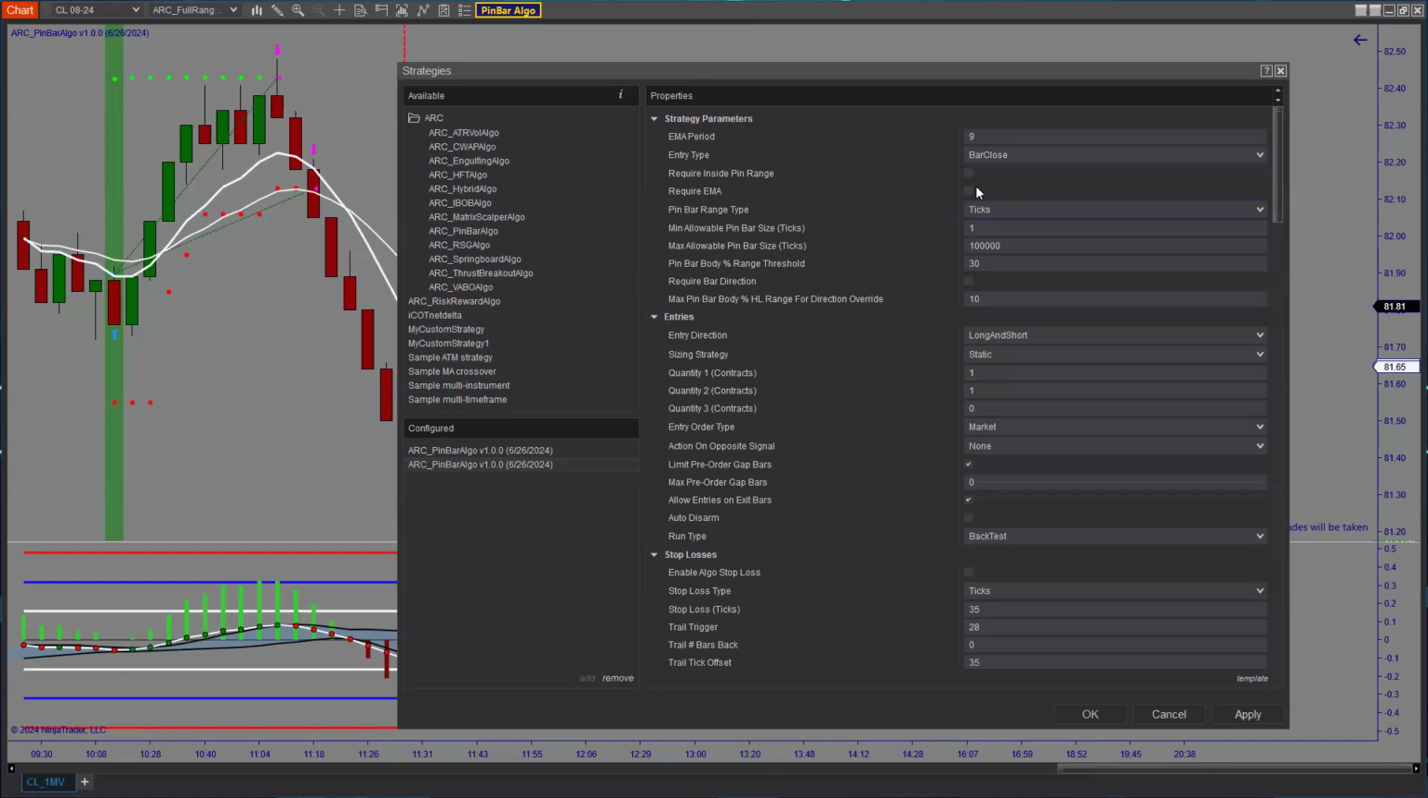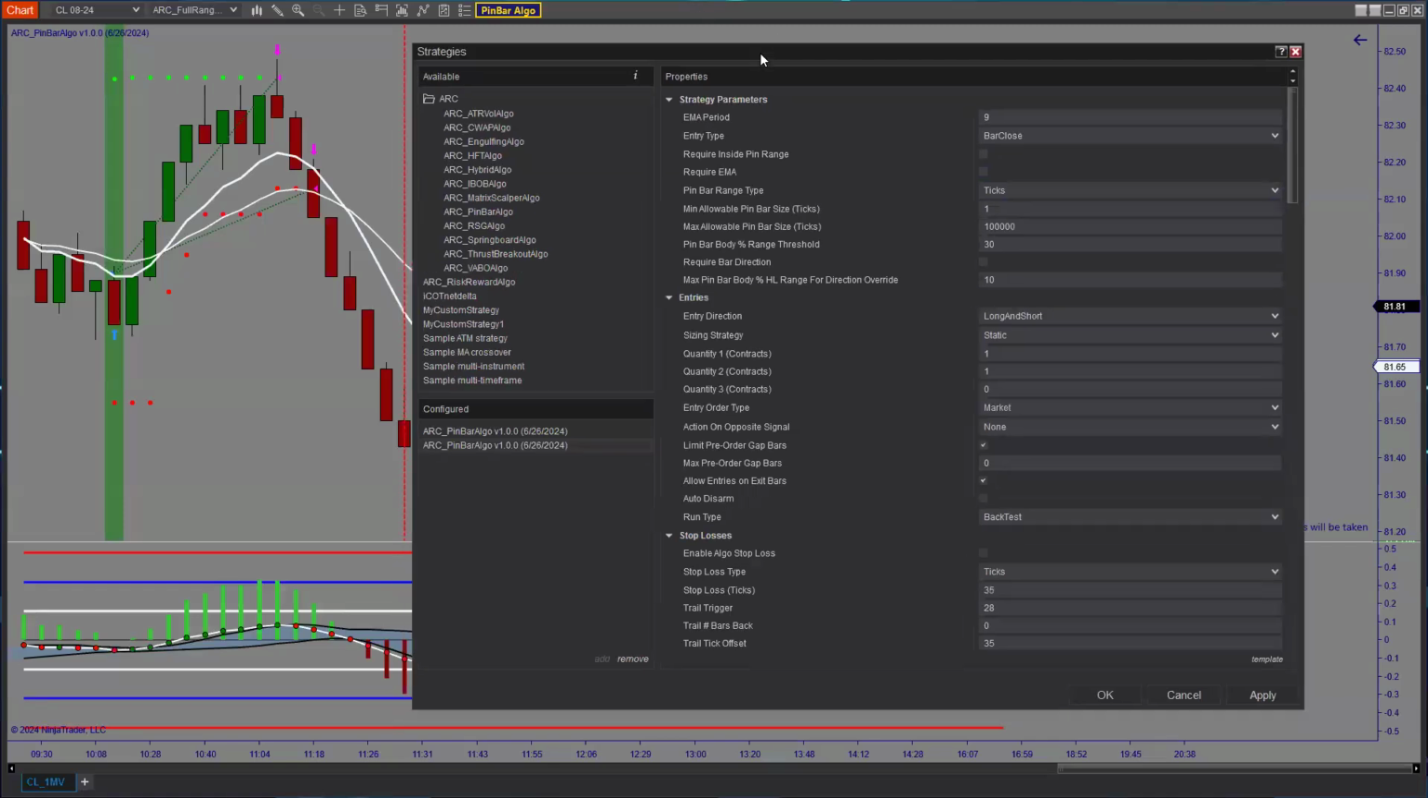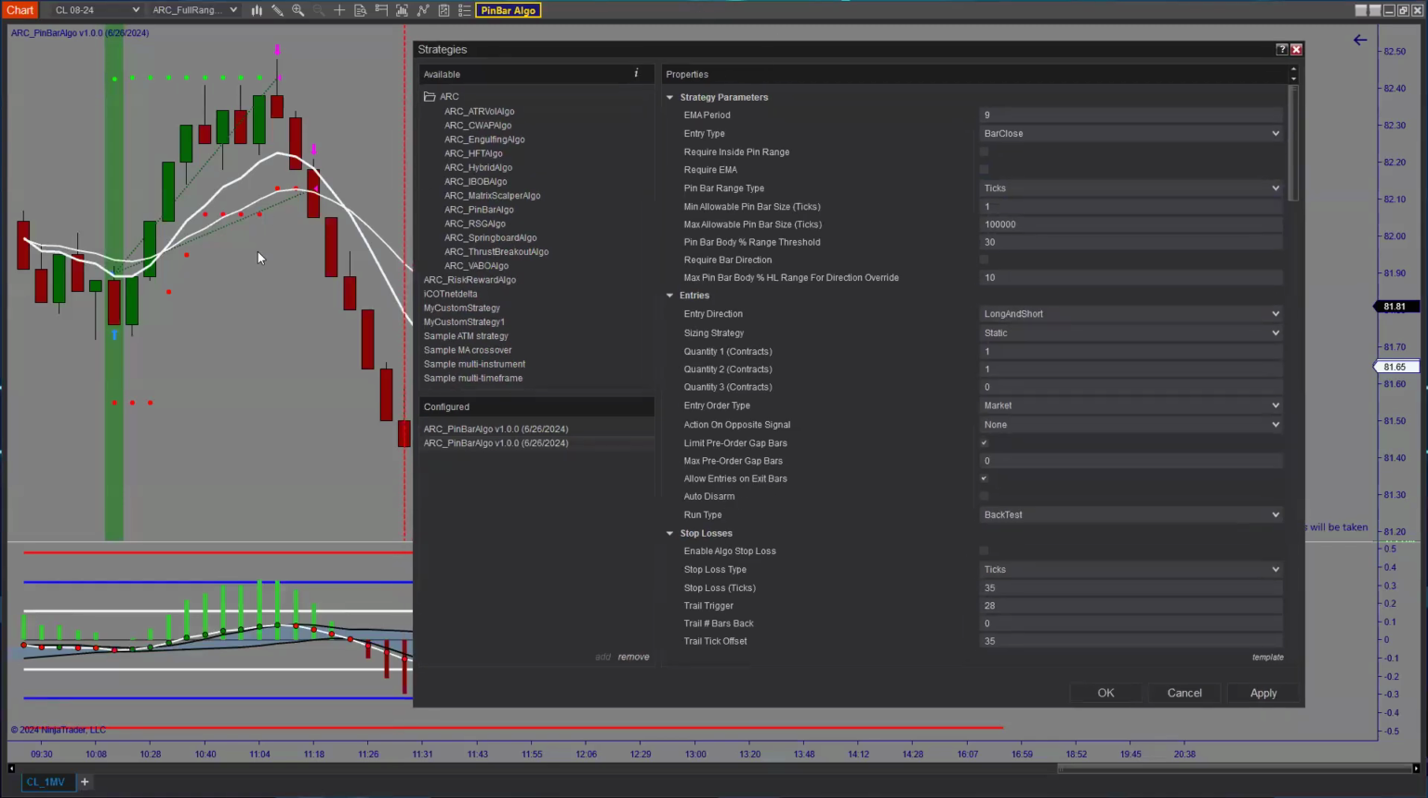Cool. So if you turn that on, then those interim bars before the break have to all be inside the pin bar in terms of the range of the pin bar. Of course, you can try that out, see what you like. I have it off. I'm using range bars though, so if I turn that on, it's probably not gonna give me any trades. But then again, I'm on bar close, so it doesn't really matter too much either.